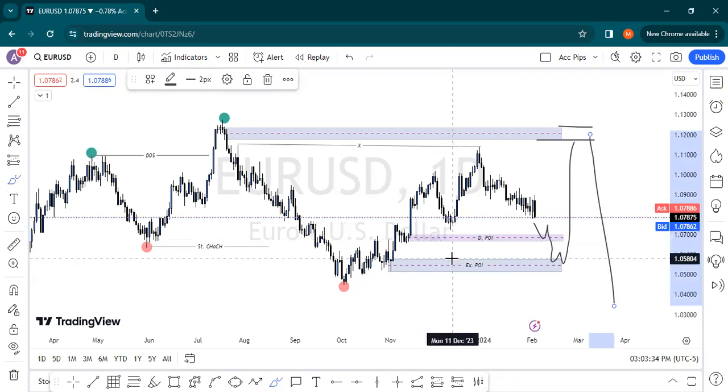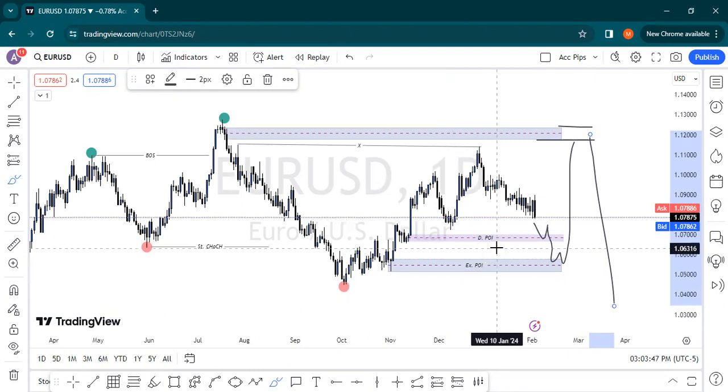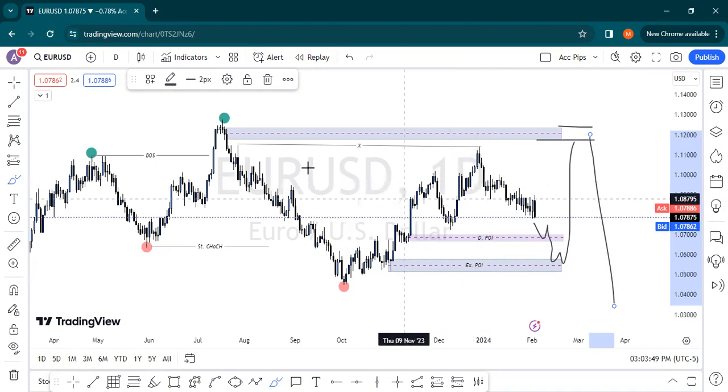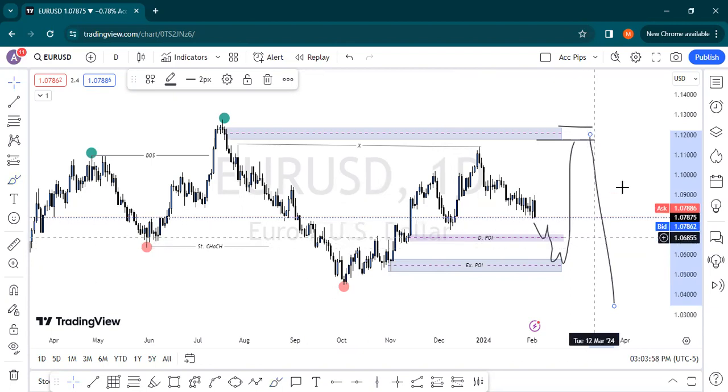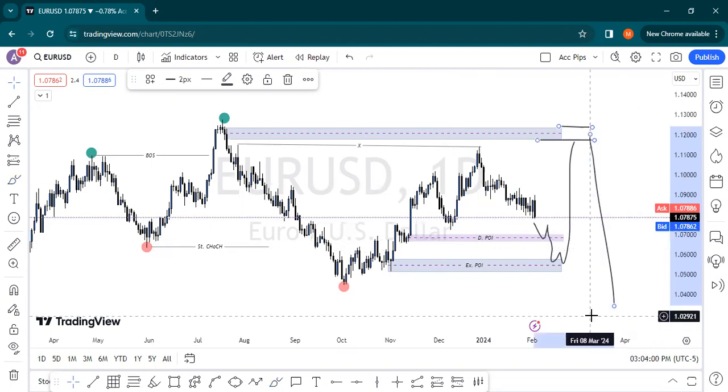But let's look at what price does. Remember, time determines what price does. So you must always put time into consideration when dealing with price. I've always been telling you this during our various lectures, that you should always consider time in all that you do.